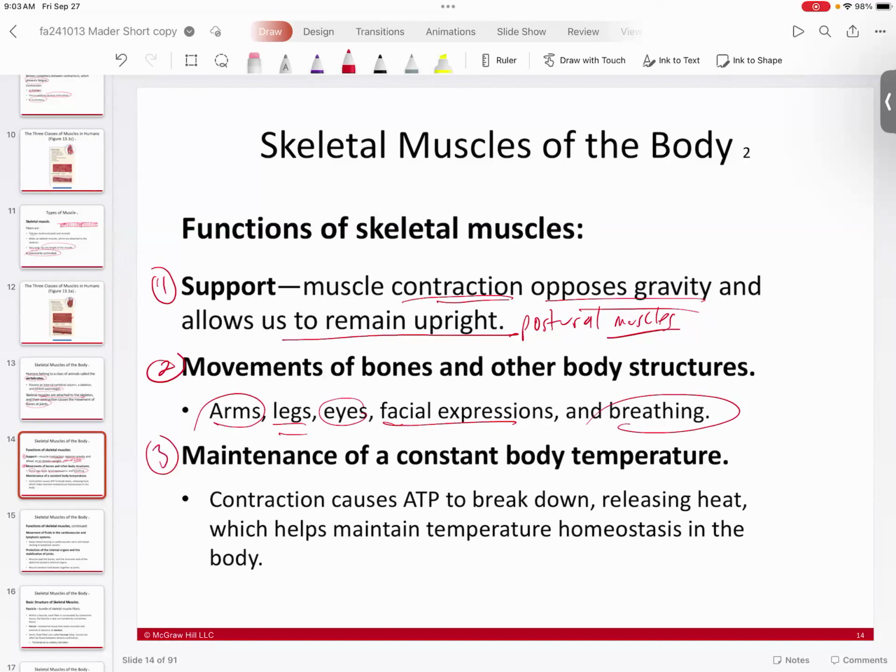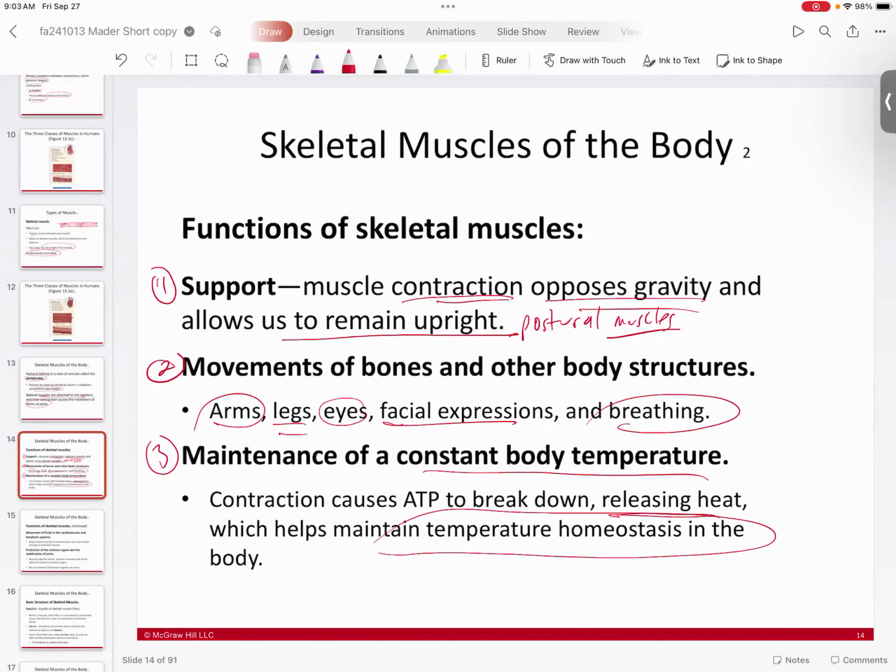And then, of course, the big one is body temperature. These muscles will use ATP in order to generate their contraction, because contraction requires ATP. When they do that, it releases a lot of heat. And this is how we maintain our core body temperature.